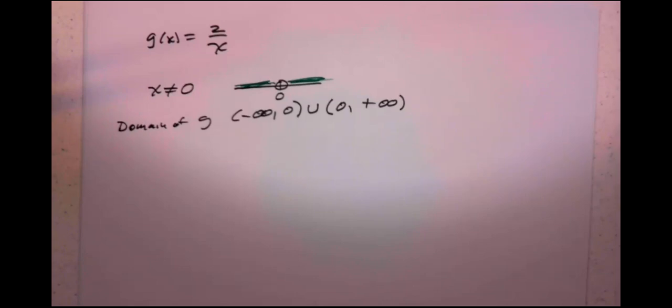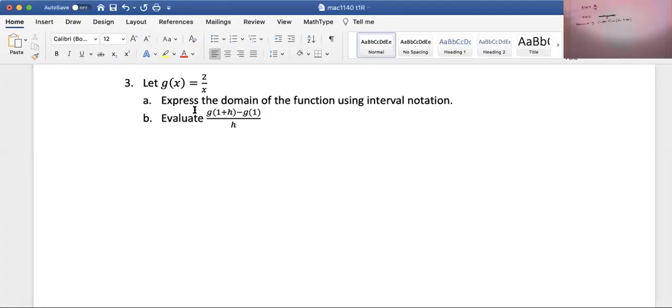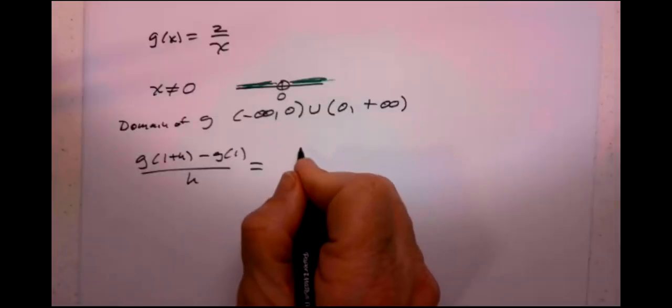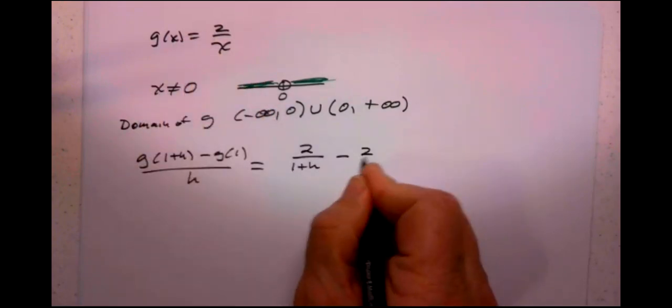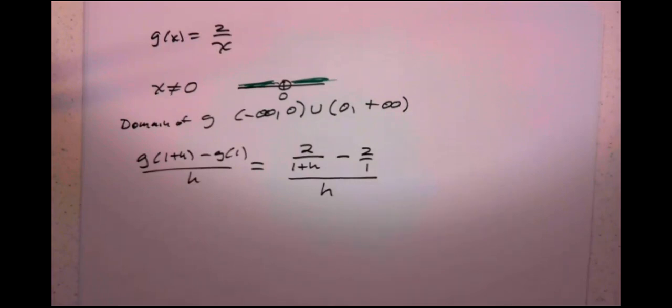Okay, the next thing that it's asking us to do is g of 1 plus h minus g of 1 over h. So what will that be? g of 1 plus h, that's 2 over 1 plus h minus 2 over 1, all divided by h. I like to break these problems up if I can. So let's do the 2 over 1 plus h minus 2 over 1 off on some scratch paper.